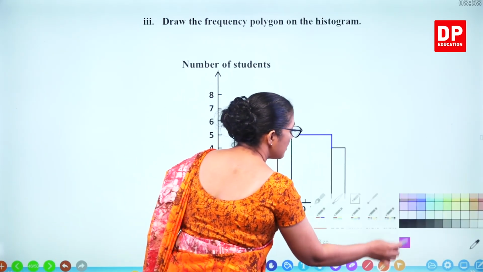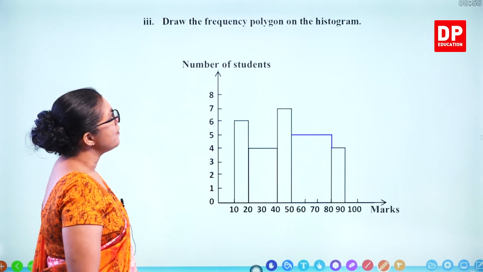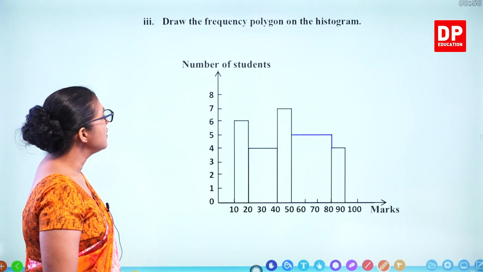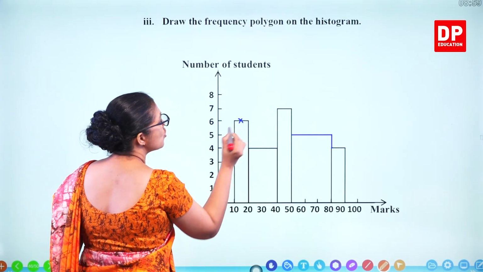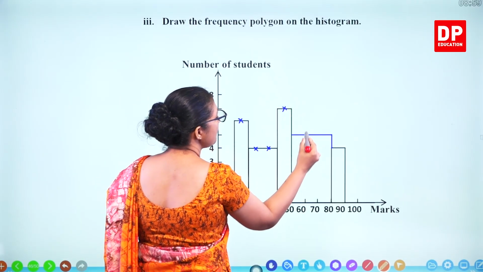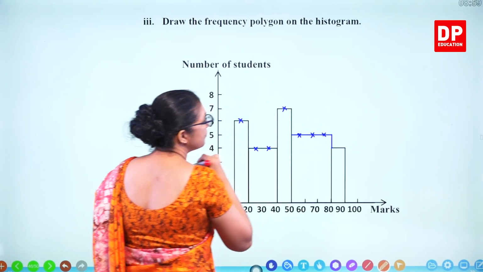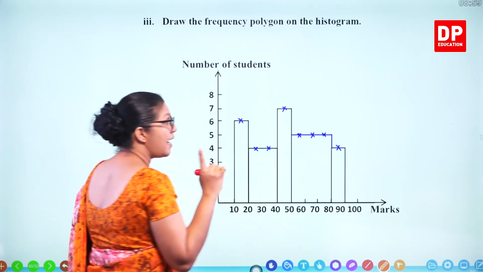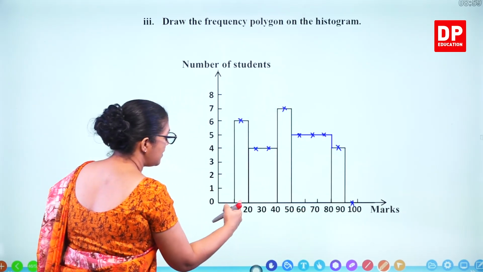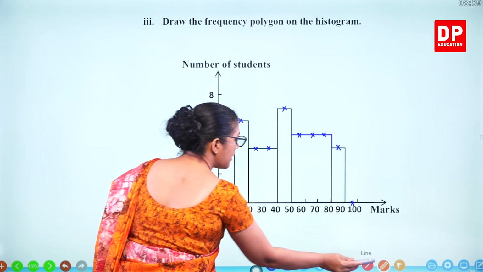Next part. Draw the frequency polygon on the histogram. So how you draw the frequency polygon? You have to mark the midpoints. So each bar. So here 2 bars are there. So midpoints you have to connect. Here 3 bars are there. Midpoints of each bar. And here midpoint. And what you do? You have to find out the midpoint of the next interval and the previous one. So midpoint of that.